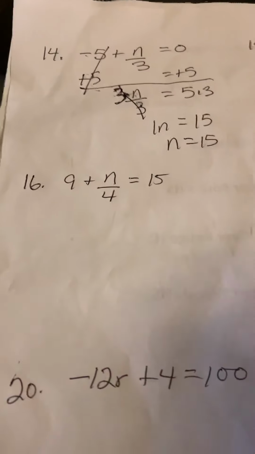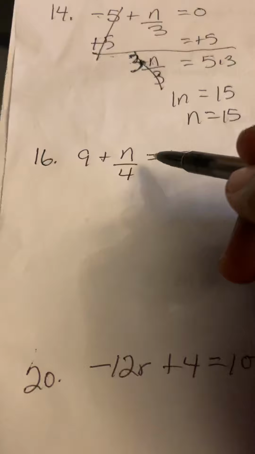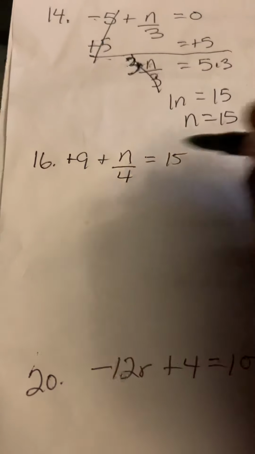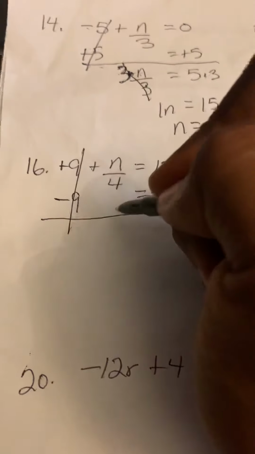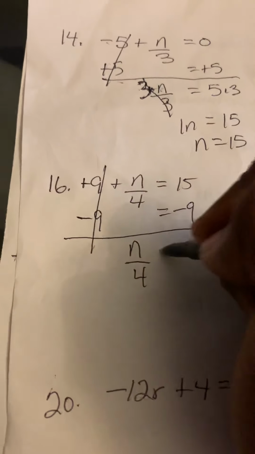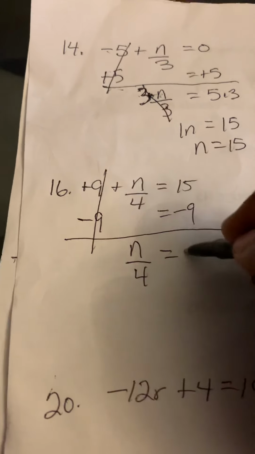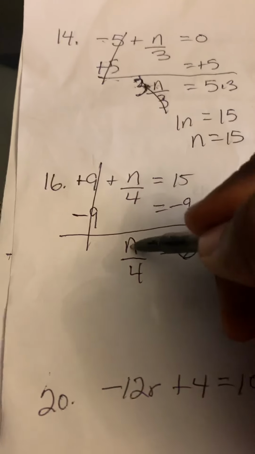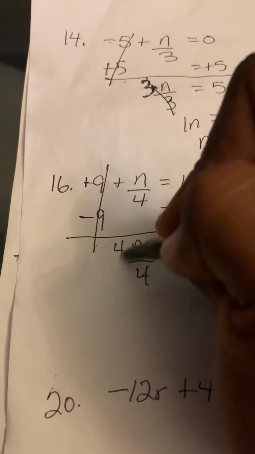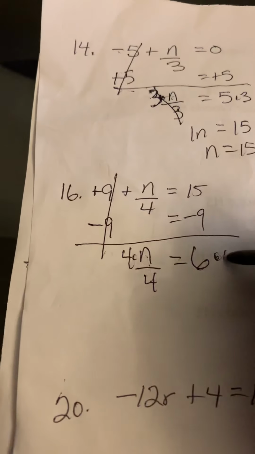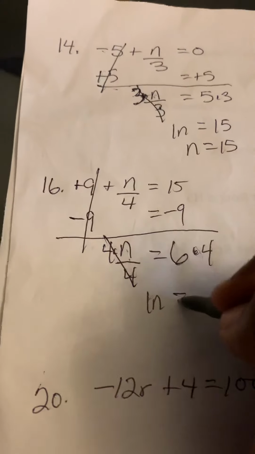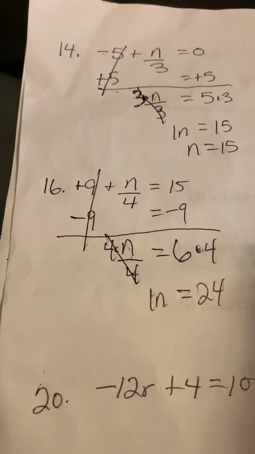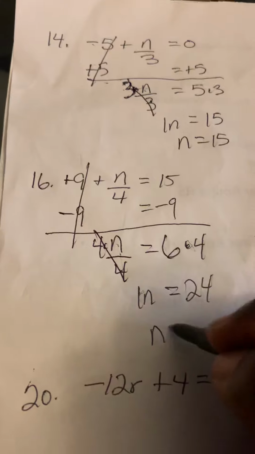Still moving. About 4 more to go. This is a positive 9. So I'm going to subtract 9 on both sides. That becomes 0. Leaves us with n divided by 4 is equal to 6. This is n divided by 4, so the opposite is we've got to multiply that by 4, multiply that by 4. That leaves us with 1n is equal to 24. We don't need the 1 there, so it's really n equals 24.